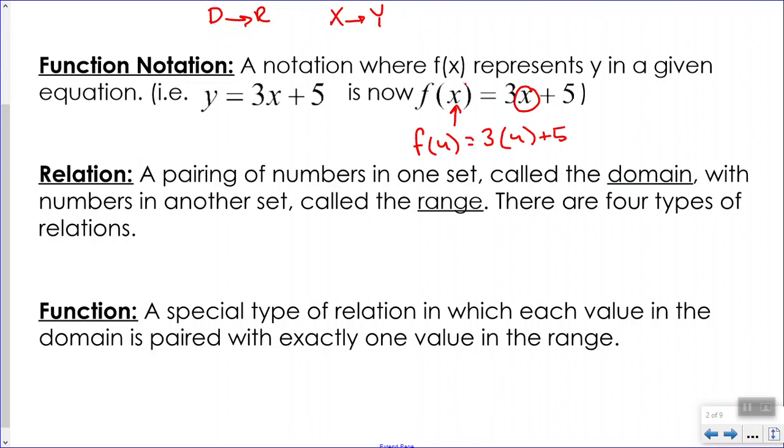A relation is a pairing of numbers in one set, our domain, with another set of numbers in the range. We have lots of different types of relations that we're going to look at. We have graphs, mappings, tables, and rules. Those are the 4 types of relations. But more specifically, we're going to focus on functions. And functions are special relations in which each value in the domain is paired with exactly one value in the range. And we're going to look more at what that looks like in a little bit.